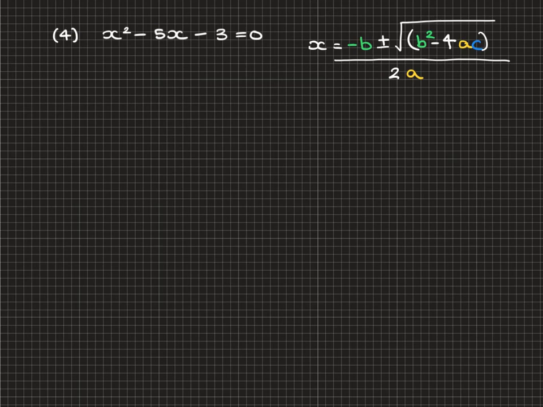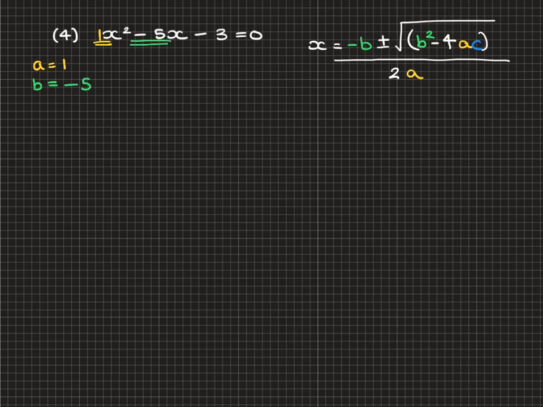Let's take a look at question 4, which again is a little bit more complex. So first of all, identify the value of a, b and c and b squared. So a is equal to 1 again. b is equal to, this time, -5. So think carefully about that.